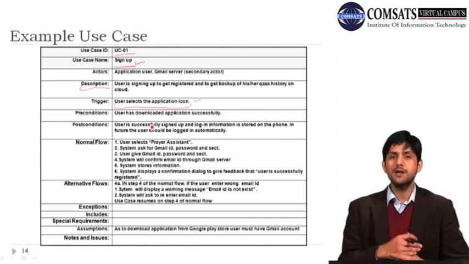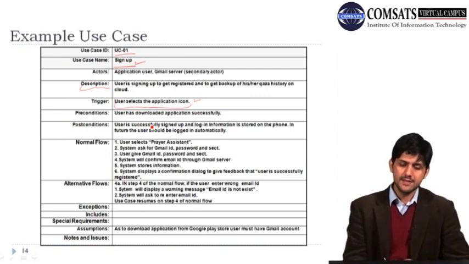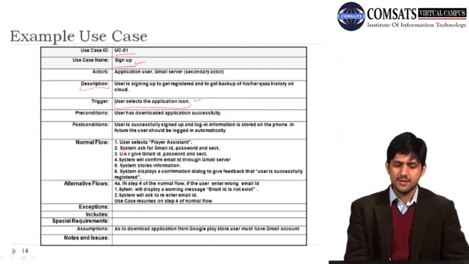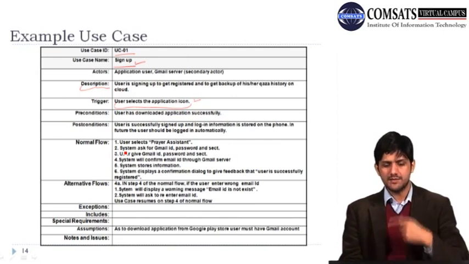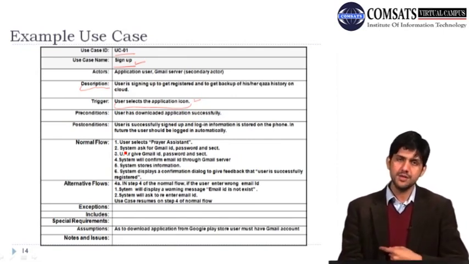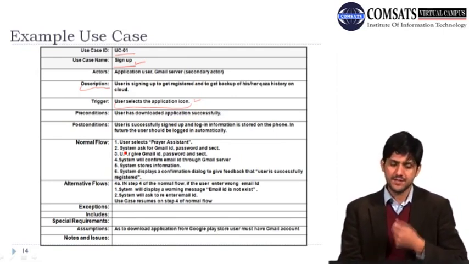Then the next part, if you remember the use case text, we have these normal flows. The user selects this particular application, which is prayer assistant, and then the system asks for Gmail ID, password, and other details, and the user gives Gmail ID, password, and so on. The system will confirm the email ID through the Gmail server. The system stores the information. The system displays a confirmation dialog to give feedback that the user is successfully registered.